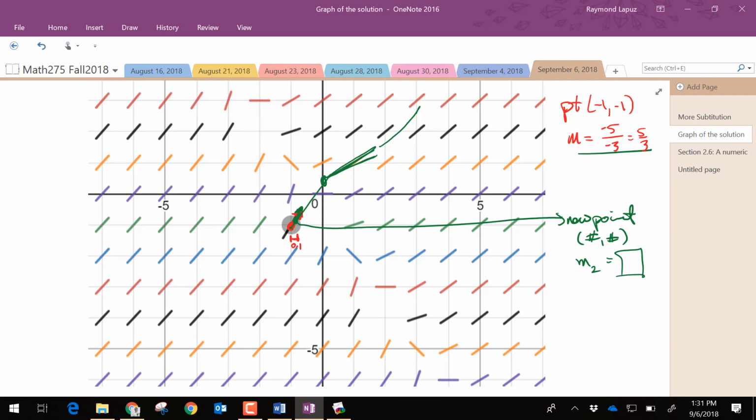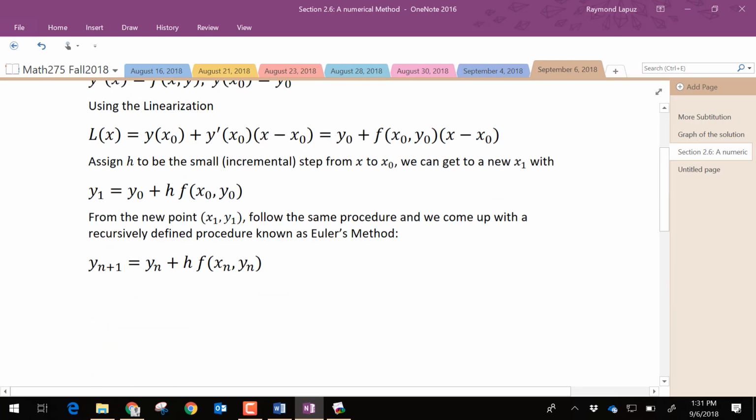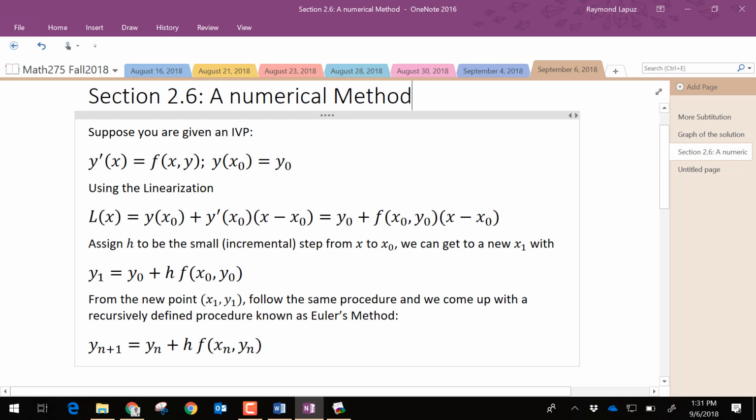So does that idea make sense graphically? So graphically, that's what we're saying. Symbolically, this is what is happening. So you have your original differential equation. This is your initial value problem.